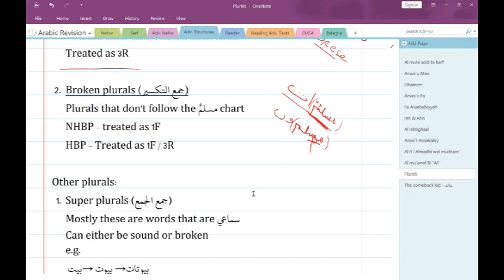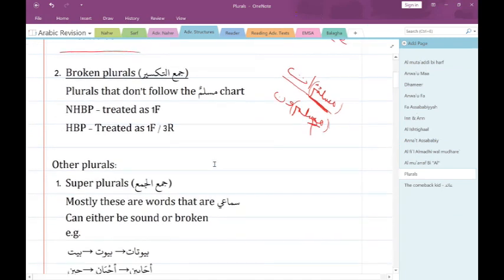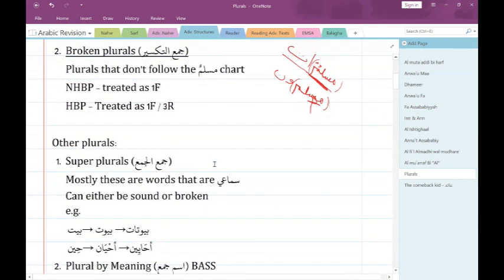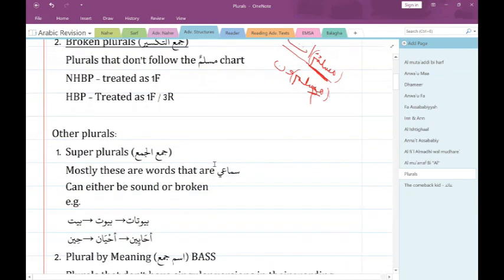And these ones can either be treated as singular feminine, which is rare, but most of the time it's treated as it is in reality, which means it's going to be treated as whatever it is. If it's masculine, it's going to be masculine. If it's feminine, it's going to be feminine. I think that's pretty much clear so far. If there are any questions, please ask. But I think that's pretty straightforward, right? We've covered this before.